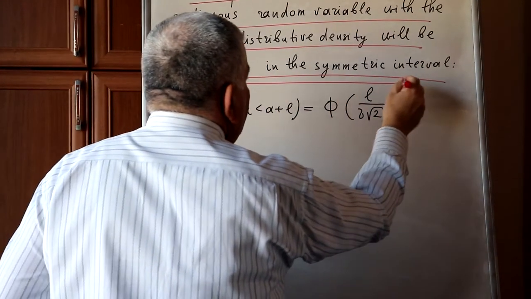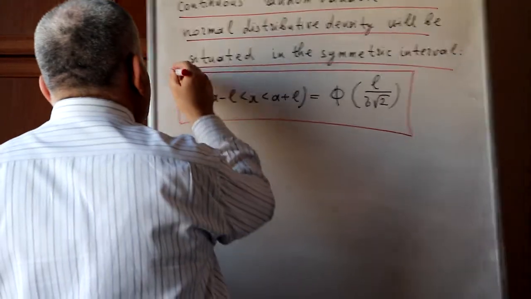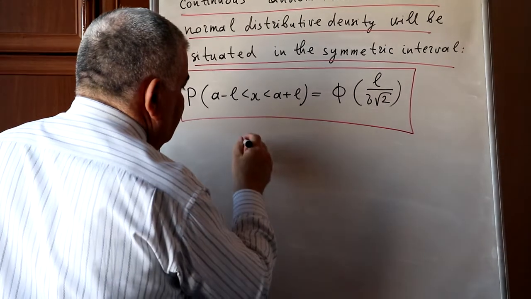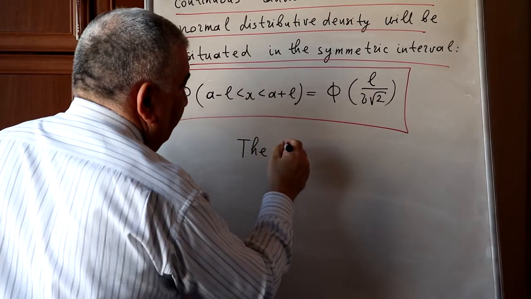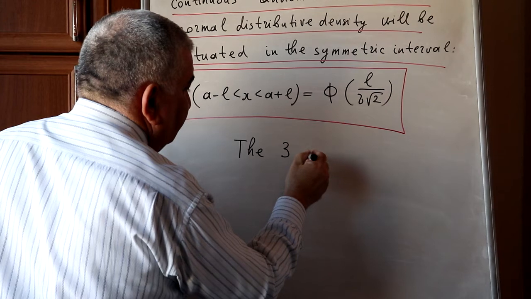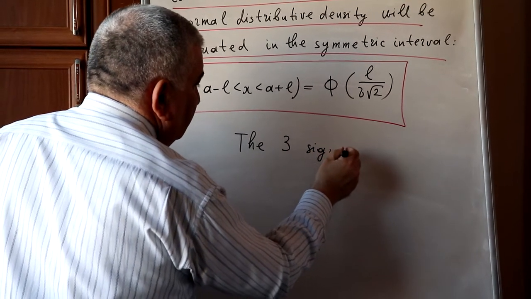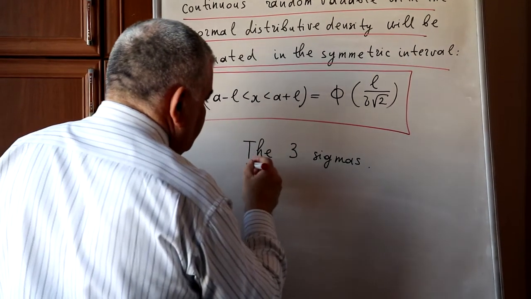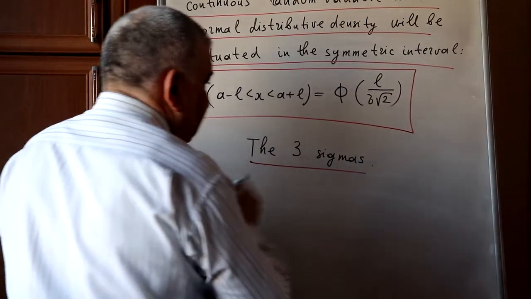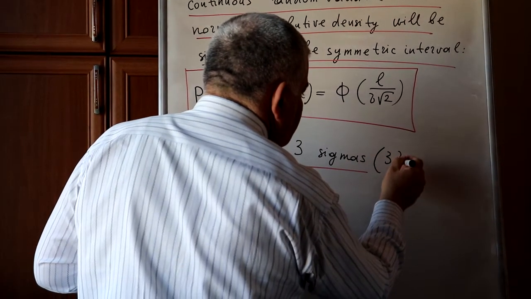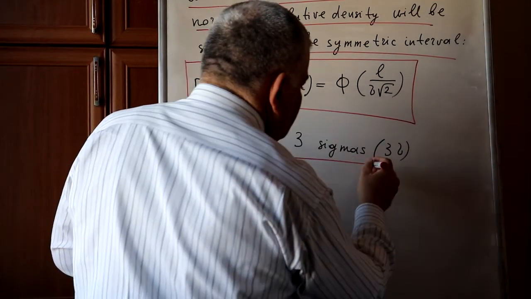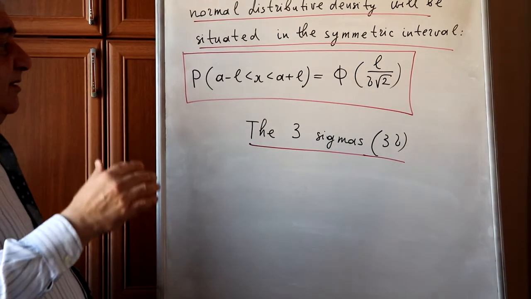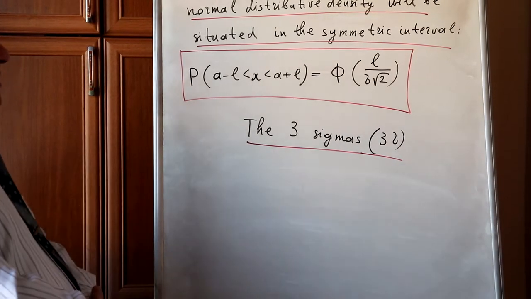And now we can go to the new topic named the 3 sigmas. The 3 sigmas. Here, sigma is standard deviation. Standard deviation, or the mean quadratic deviation, also standard deviation.